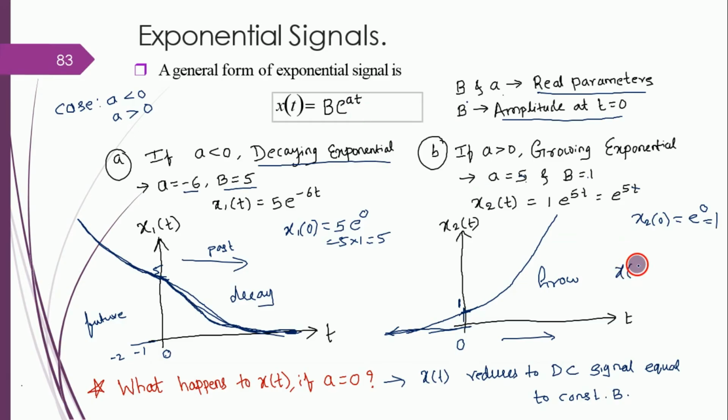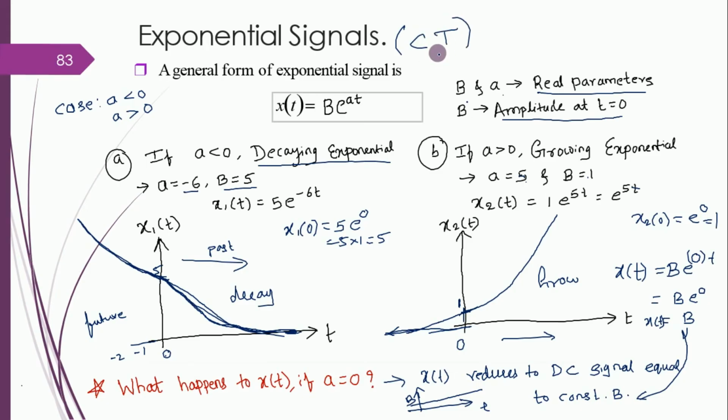So what happens if a is equal to 0? If I substitute a is equal to 0, you will just get x of t is equal to b into e raised to 0 into t. This will result in b into e raised to 0. e raised to 0 is 1. It is just b. b is a constant. So when b is constant, your signal looks like this. Let me draw it shortly here. This is b. This is the time axis. Constant DC value. Okay, so that's a right answer, Prem. A constant straight line that is parallel to the x axis. So this is about the exponential signal.